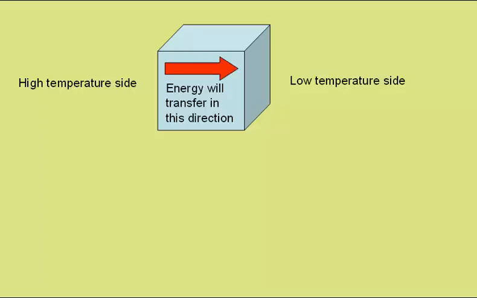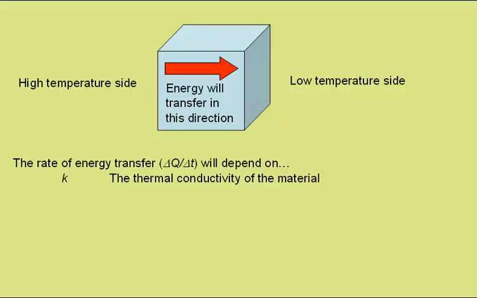Let's look at heat transfer by conduction across this block. If we say that the left is the high temperature side and the right is the low temperature side, energy will transfer in this direction from left to right. The rate of energy transfer, which I'll call delta Q over delta T, will depend on several things.